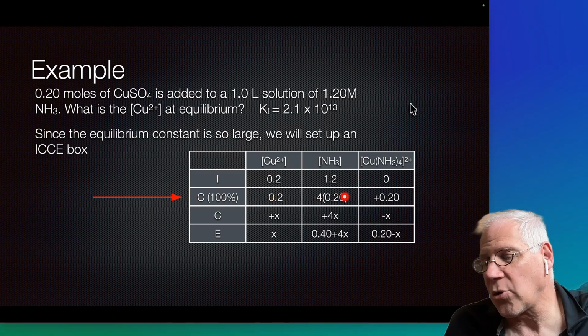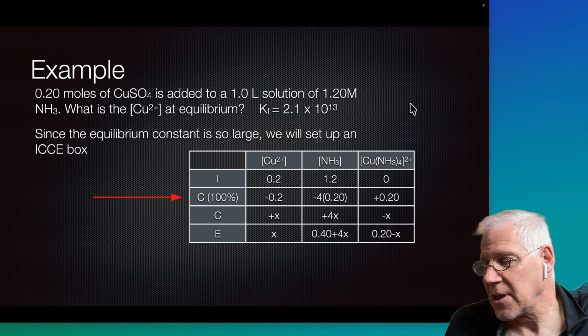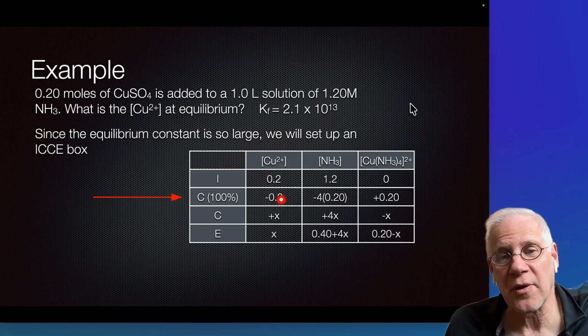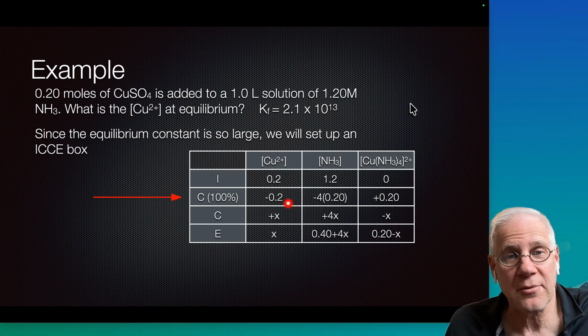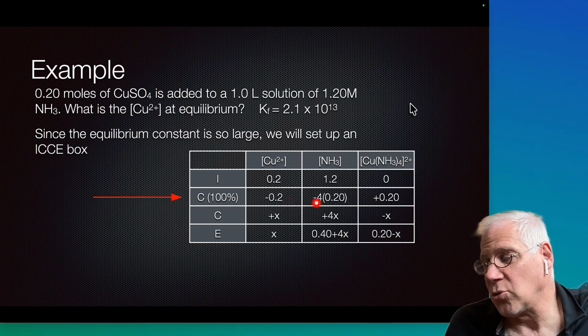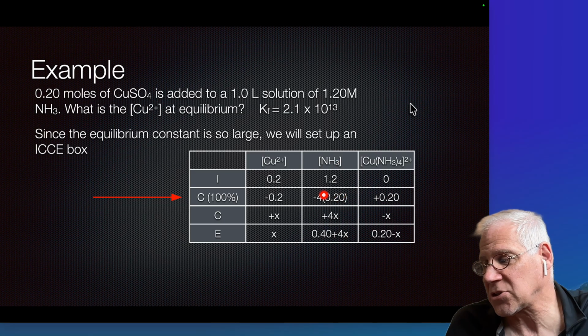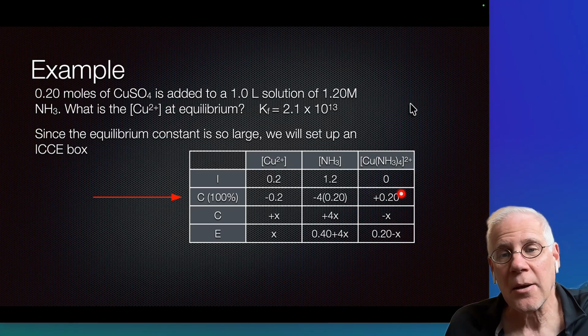And you have to look at the number of moles you have and compare the stoichiometries. So I can see that my limiting reactant here is going to be the copper 2 plus, because I have more than 4 times as much ammonia as I have of copper. And so the copper will run out first. So I'm going to have minus 0.2 of the copper. So I'll have no copper left if I go 100%. I'm going to move minus 4 times 0.2 of the ammonia. And again, I have that 4 for the ammonia because of the stoichiometry in the reaction on the previous page. And I'm going to make 0.2 moles of the complex.